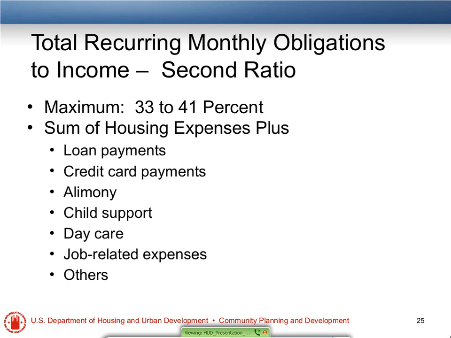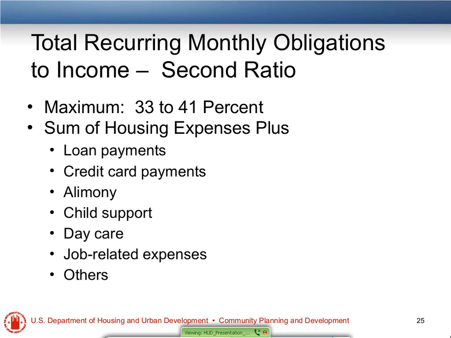If we're looking at the second ratio, or sometimes we call this the back ratio, then the lender is going to allow for a greater percentage of income to be used to cover housing cost plus other recurring debts. And so we're going to look at a maximum of 33 to 41%, and that's going to be 33 to 41% of all of those incomes that we just went through.